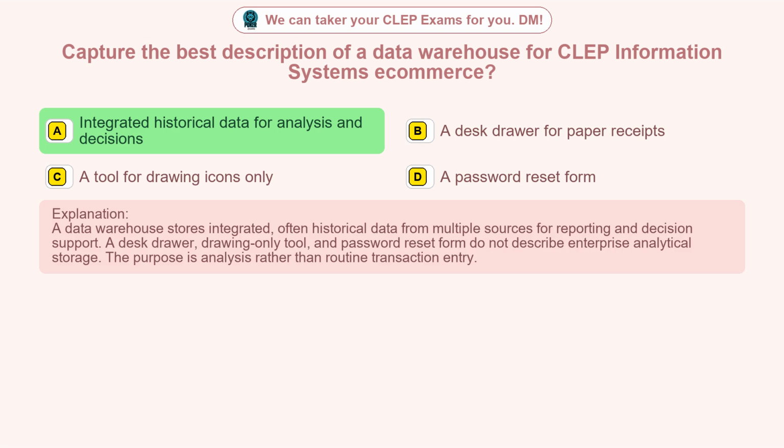A data warehouse stores integrated, often historical data from multiple sources for reporting and decision support. A desk drawer, drawing-only tool, and password reset form do not describe enterprise analytical storage. The purpose is analysis rather than routine transaction entry.